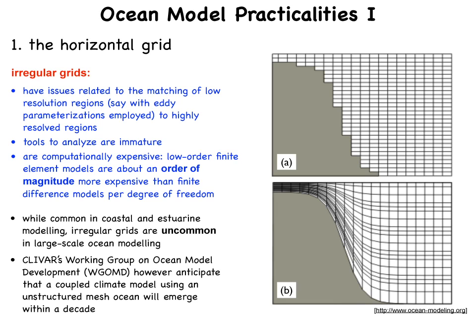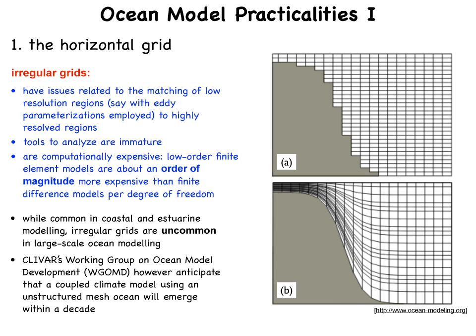The rule of thumb is that low order finite element models are about an order of magnitude more expensive than finite difference models for the same degrees of freedom. So you really have to be gaining a lot in resolution in order to make this worth it, right? These unstructured grids are quite common in coastal and estuarine modeling, where the coastlines and geometry are really important. But they're still very uncommon in global scale ocean modeling.